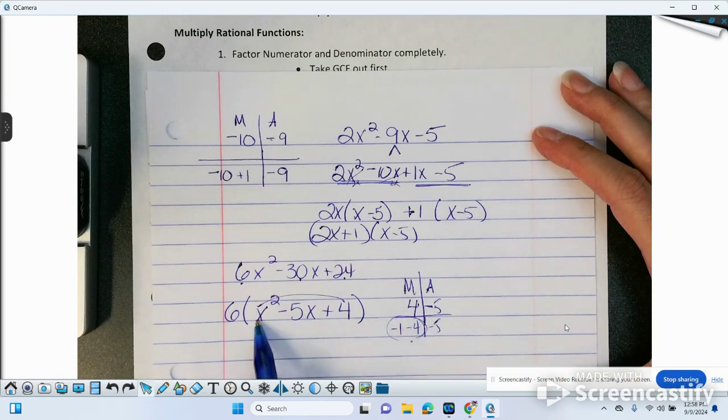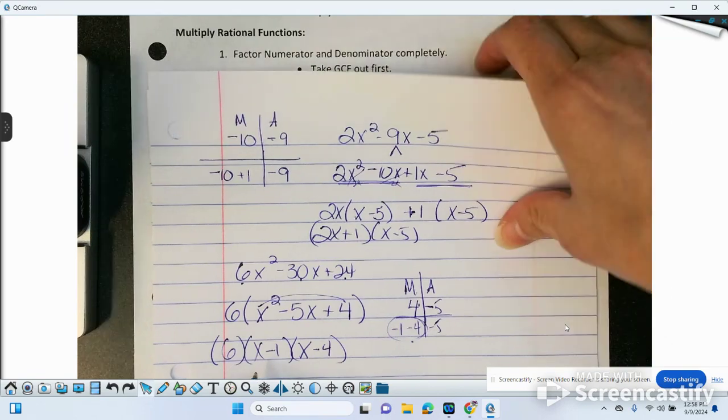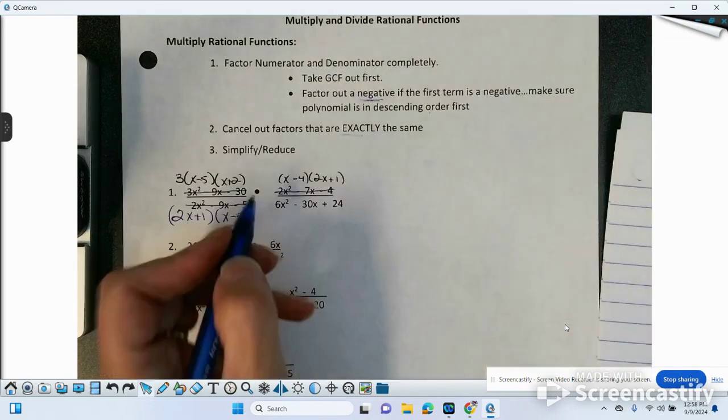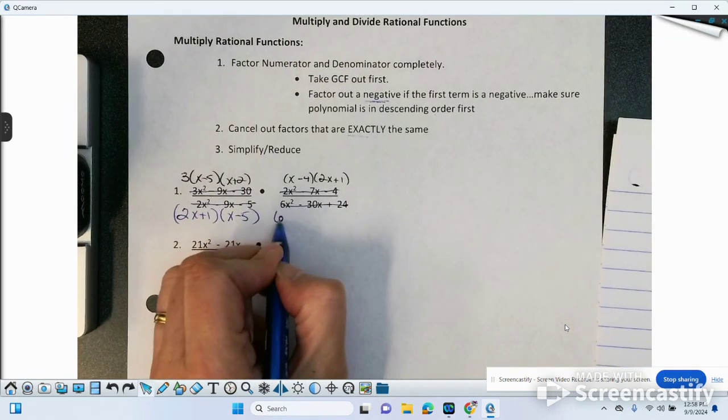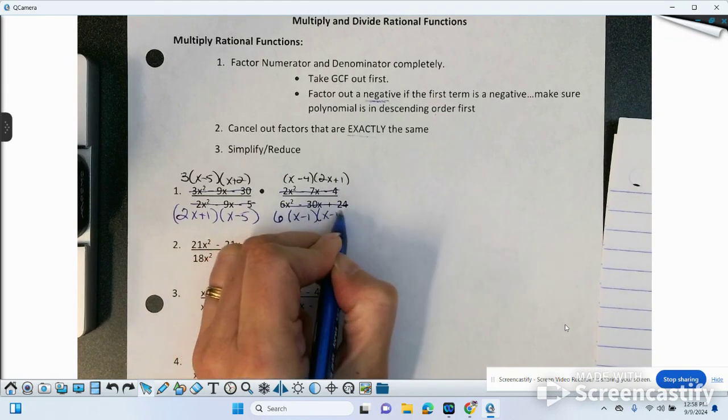Since this has a leading coefficient of 1, I can do the shortcut. So there's your GCF. Put an x in both, and then I'll put a minus 4 with a minus 1 and a minus 4 there. So I can replace, again, what we had back up here. I can replace this with those factors: 6 times x minus 1 times x minus 4.